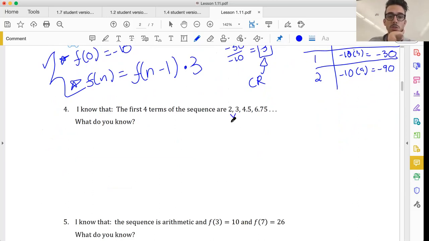Next, 2, 3, 4.5, 6.75. Interesting, okay. Well, this is just adding 1. And then this is adding 1.5. This is adding 2.25. All right, so it's definitely not an arithmetic sequence. So it must be geometric, or maybe there's none. So this is geometric.